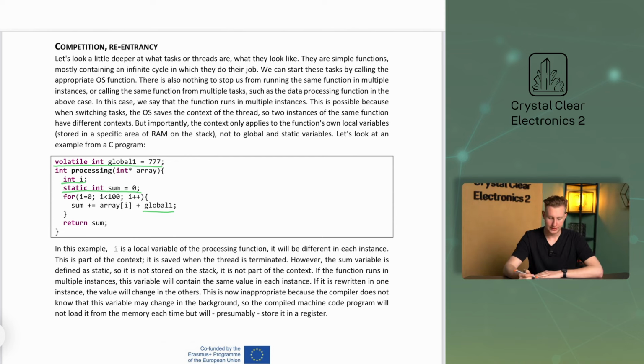So in its current form, the processing function is not reentrant, meaning it will fail if it runs in multiple instances. If we remove the static tag from the static int sum = 0 definition, the situation will be better. All internal variables will then become part of the context, and the global1 variable is intentionally global, so the function can safely be called in multiple instances. It's good to know that the original standard library functions of the C language, such as printf, are not reentrant and cannot be run in multiple instances. This has been taken care of in newer implementations, but it's always worth verifying before using them in a multitasking environment.